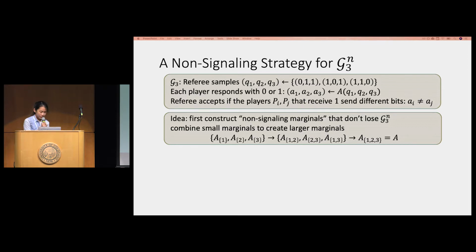So now let's start with our size 1 marginals. A very simple thing that we can do is have the size 1 marginals output n independent random bits.